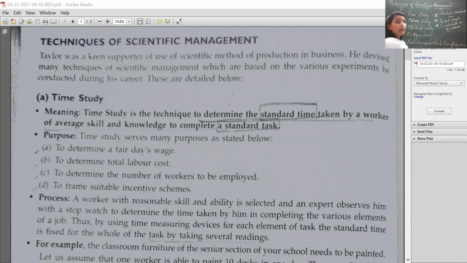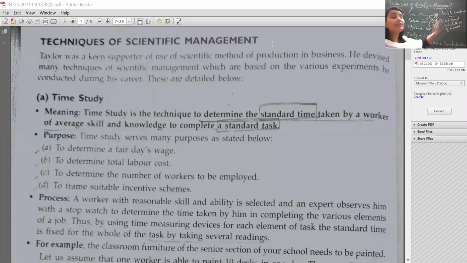To calculate number of workers. These 3 terms will help you to identify that this is a question of time study. Got it? Time study. Number 1, to calculate standard time required to complete one work.